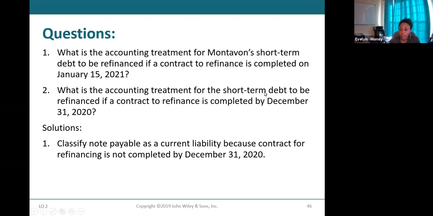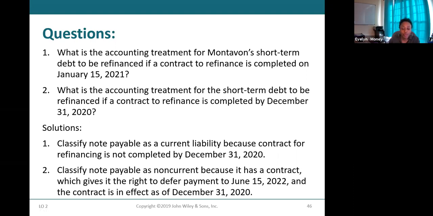What's the accounting treatment for the short-term debt if a contract to refinance is actually completed by December 31st, 2020? And remember, in that contract, we can push out that payment date until 2022. Well, if the refinancing agreement has been entered into and it's completed by December 31st, then we can show that amount as a long-term debt.